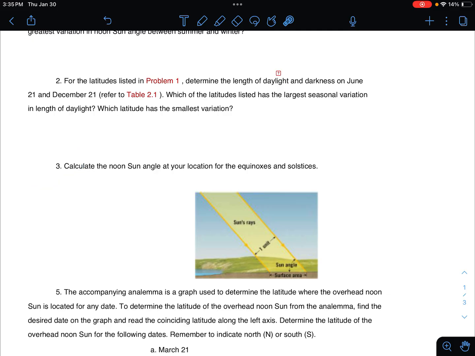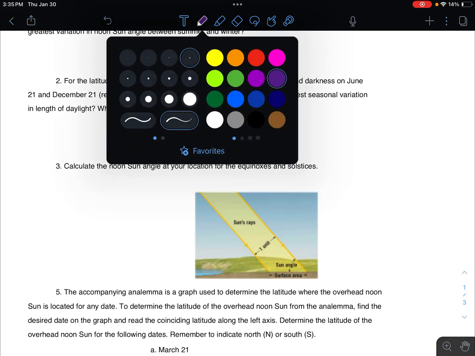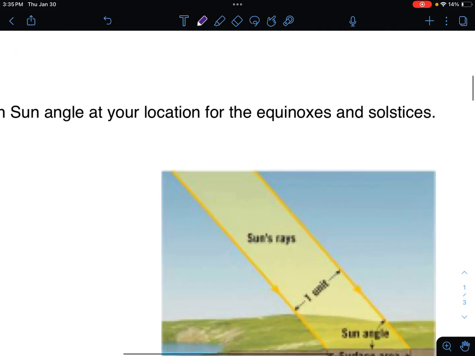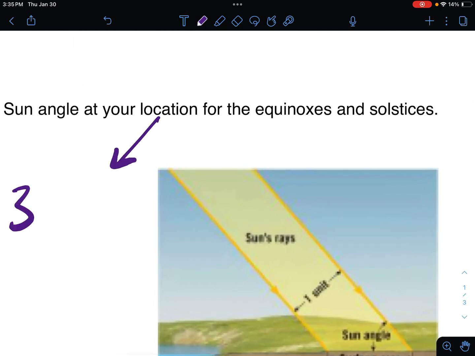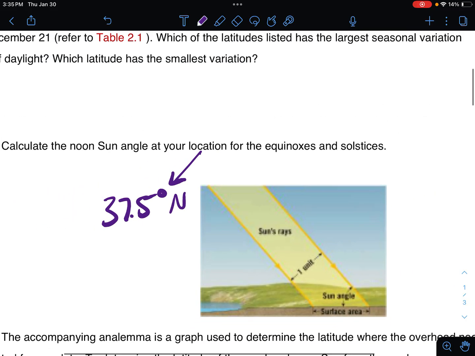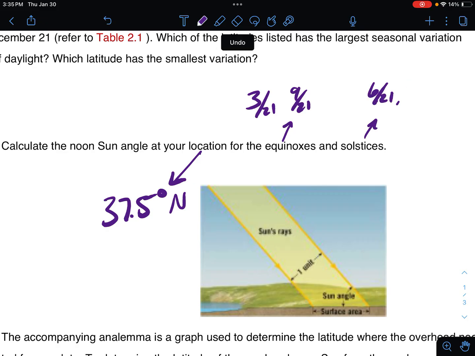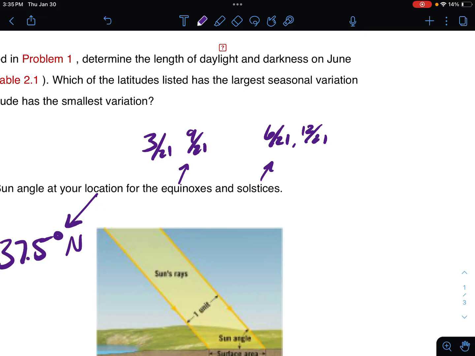Okay, number 3, calculate the noon sun angle at your location for the equinoxes and the solstices. So we're going back to that noon sun angle, and now we're saying our location, remember, southern Kansas, like Altamont, is about 37.5 degrees north latitude. That is our location. The equinoxes are March and September 21st. The solstices are what we did on problem 1, 6/21 and 12/21, okay?